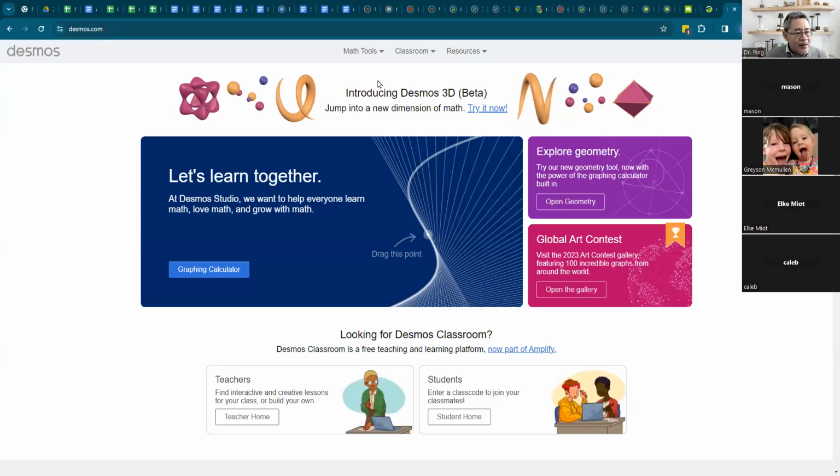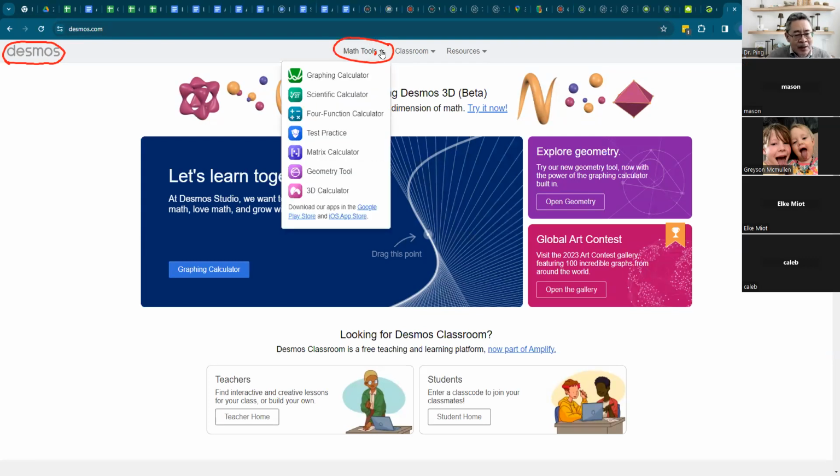So you're going in here, Desmos, you can see the name. I don't know where that came from, but that's the name they have, Desmos. And you go into the math tool. It's a pretty good tool. You can use it as a graphing calculator, scientific calculator, and full function calculator. You can also do some test practice. Then you have a geometry tool, and a 3D calculator. So this is a pretty cool website.